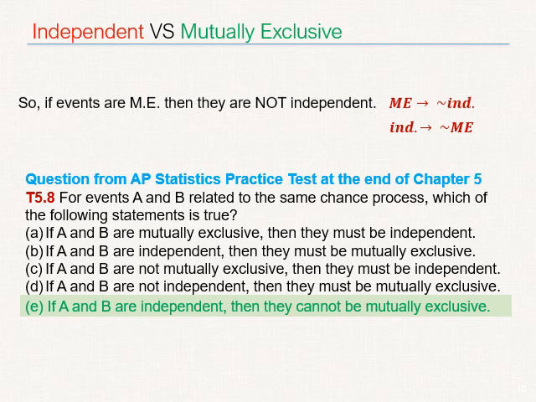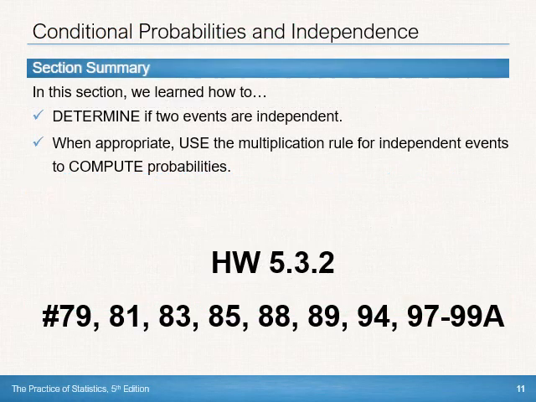So just remember those two statements. The original conditional we came up with, mutual exclusivity gives us not independence, and its contrapositive is also true: independent events cannot be mutually exclusive. All right, and this is your homework for this section.